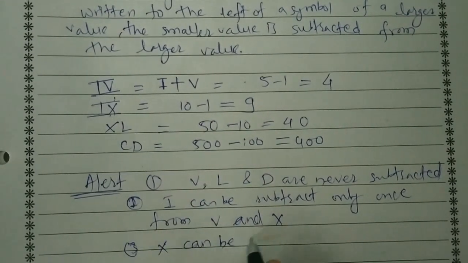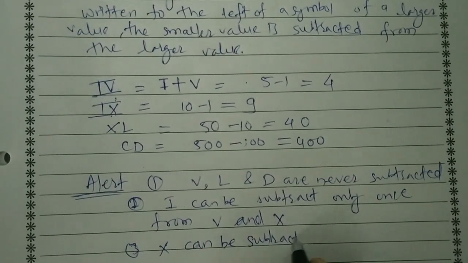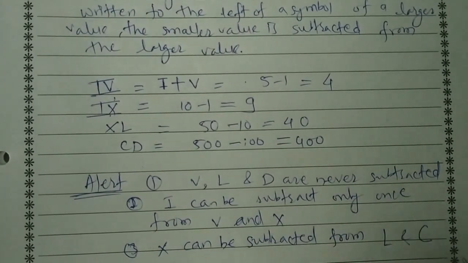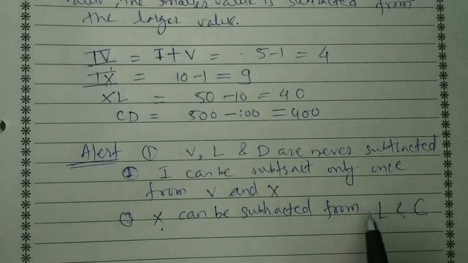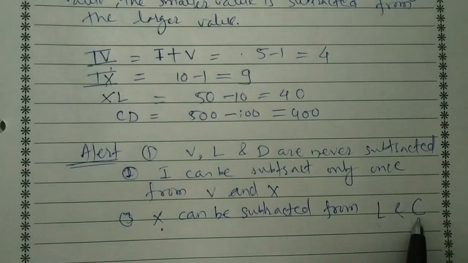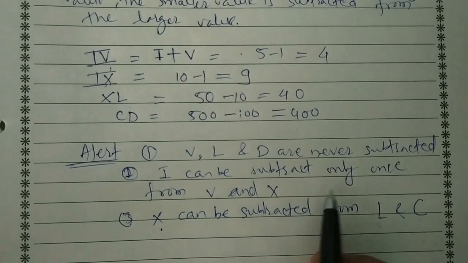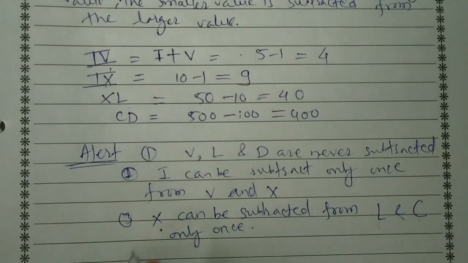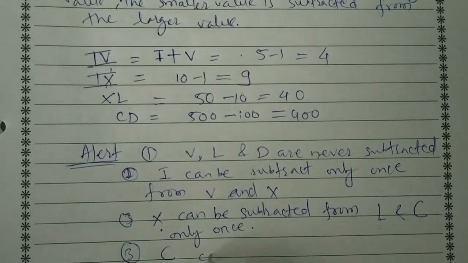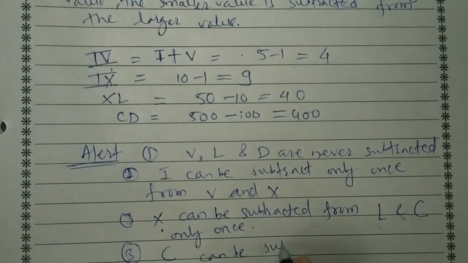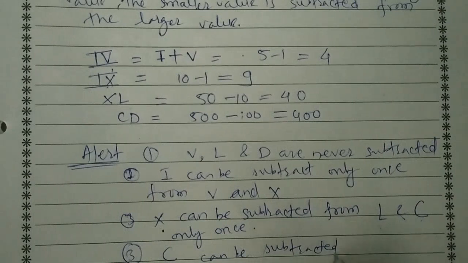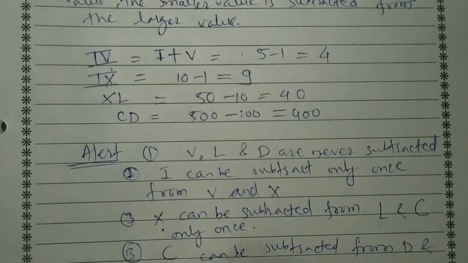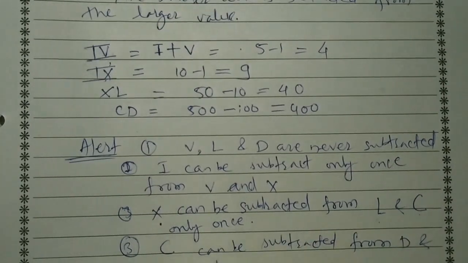X can be subtracted from L and C. This is a 10. 10 can be subtracted from L and C. That also only once. And you have C that can be subtracted from D and M. Only once.